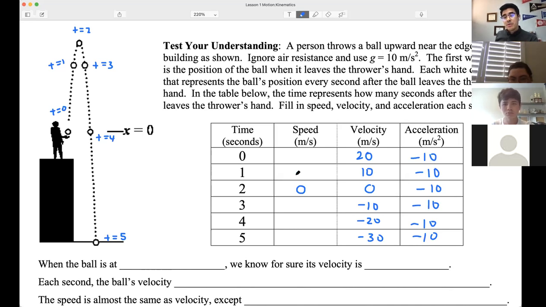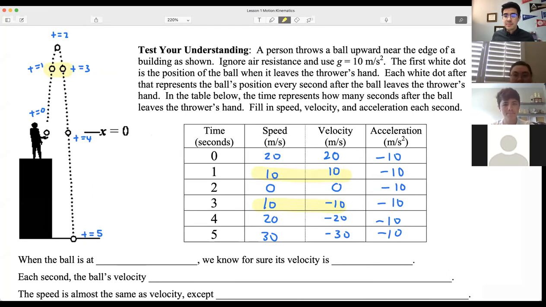And then how does that relate to speed? Well, speed is just the absolute value of velocity, right? So this is 20, 10, 10, 20, 30. So there are some interesting parts here, right? We see this, and then we see this. Is it a coincidence that these two spots have the same quote unquote speed? The velocity and the speed are the same number? What about over here? Is it a coincidence that these two have the same number also?